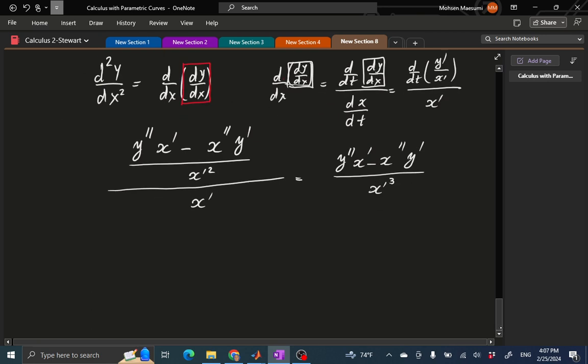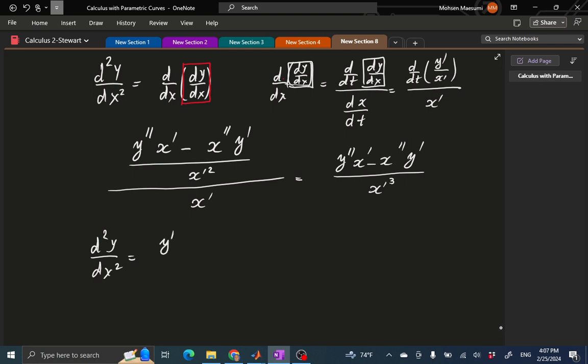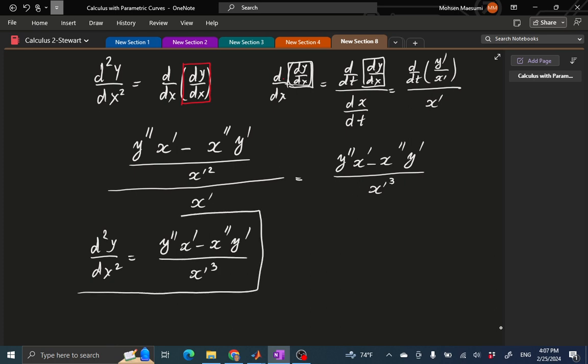That was our achievement for today. d2y/dx2 has the following formula: y double prime x prime minus x double prime y prime, over x prime cubed. Let's put this thing in a box.